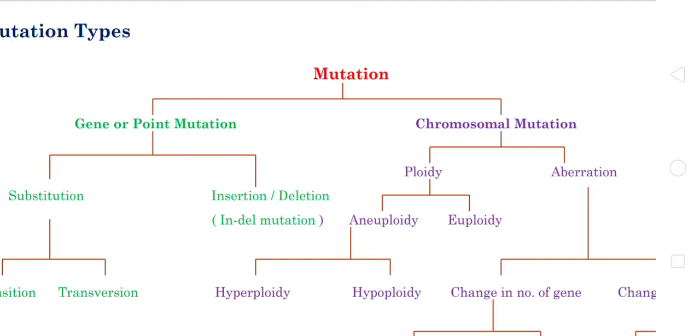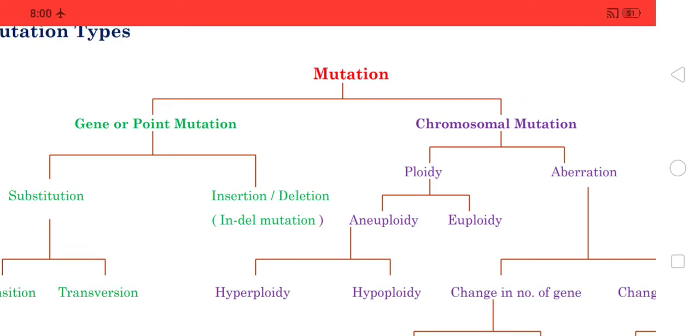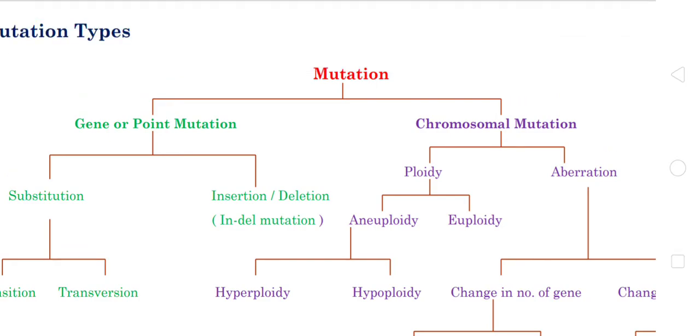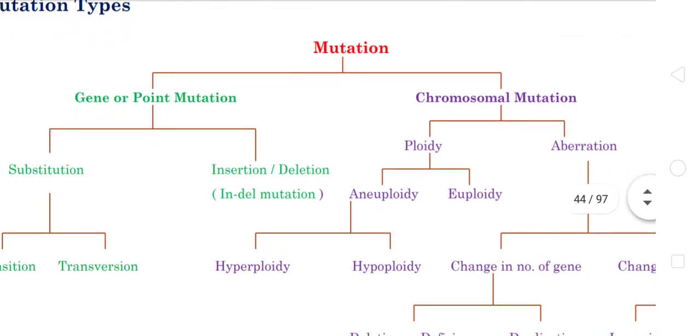Again, if the mutation is seen in a single gene or individual gene, it is called gene mutation or point mutation. If the mutation is seen in the number or structure of chromosomes, such that the chromosome is changed, such type of mutation is called chromosomal mutation. Any change in the structure or number of chromosomes, we call chromosomal mutation.